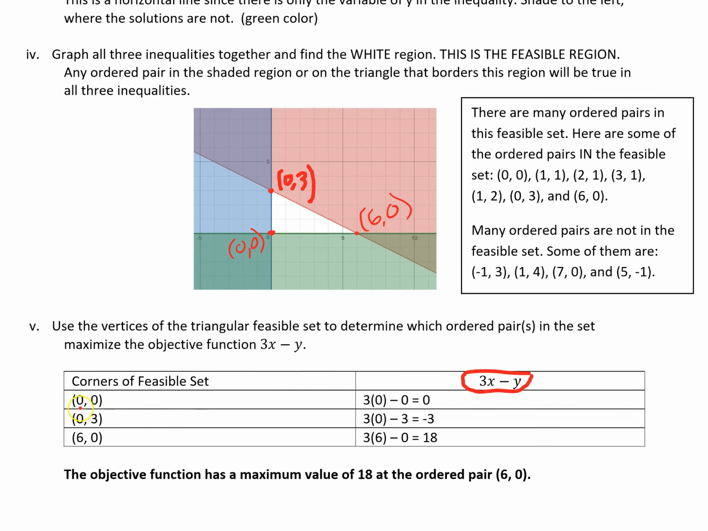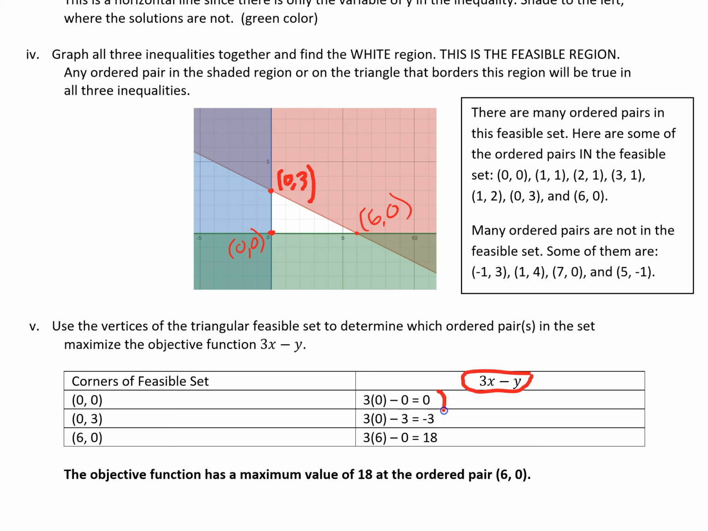One at a time, I take that ordered pair 0, 0, substitute it into the objective function. So 0 is going in for x, 0 is going in for y. I solve it, I get 0. Then I take 0, 3, 0 goes in for x, 3 goes in for y. I get negative 3. Last ordered pair 6, 0. 6 goes in for x, 0 goes in for y. I get an answer of 18.